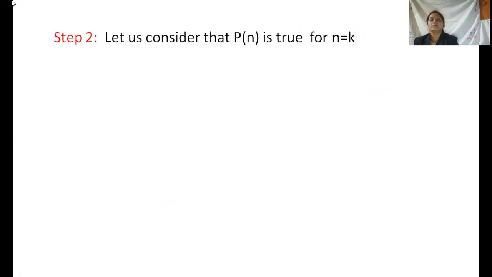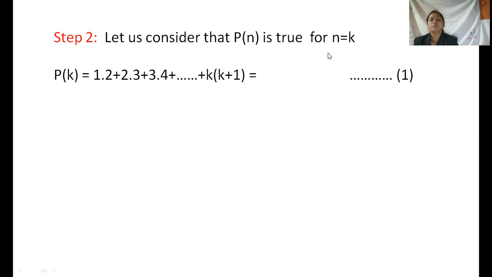Now step number second, let us consider that Pn is true for n is equal to k. That means for n is equal to k the Pn term is true. So therefore P of k is equal to 1 × 2 + 2 × 3 + 3 × 4 + ... up to k(k + 1) is equal to k(k + 1)(k + 2) upon 3. Let us denote this as equation number 1.